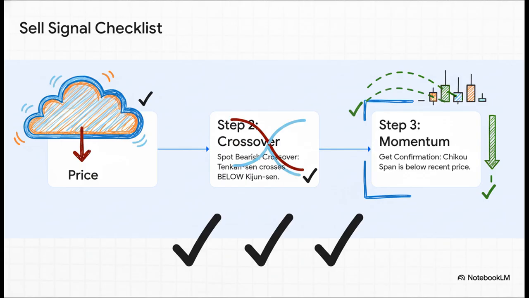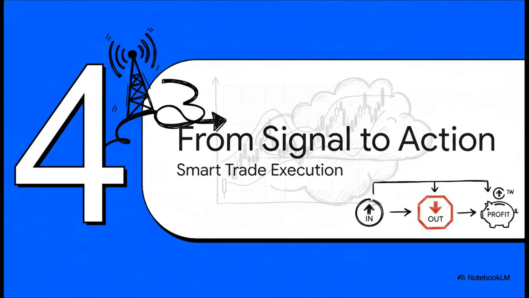And step 3, the Chikou Span has to be below the recent price to confirm that downside momentum. All 3 line up, boom, that's our sell signal. Look, getting a signal is awesome, but that's really only half the battle, right? A real winning strategy needs smart execution.